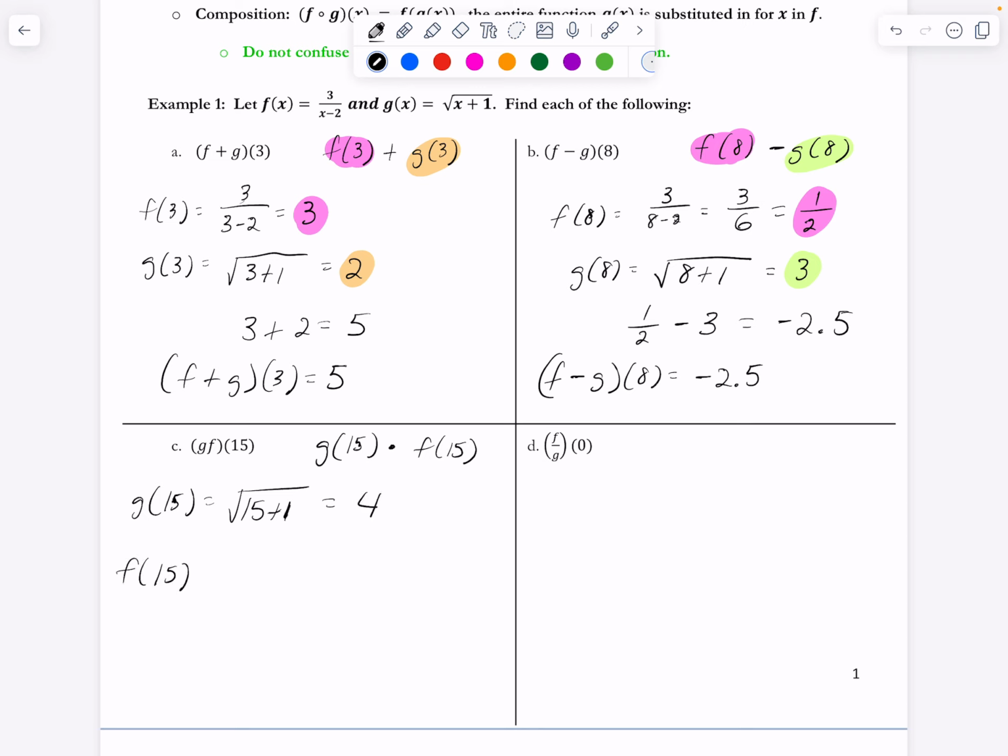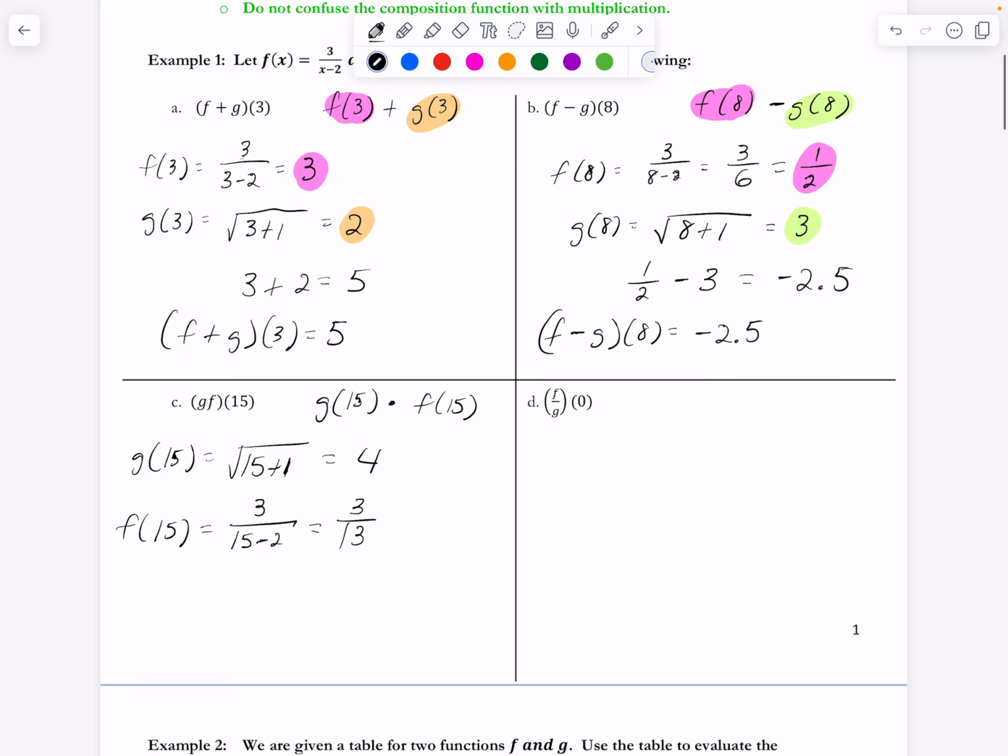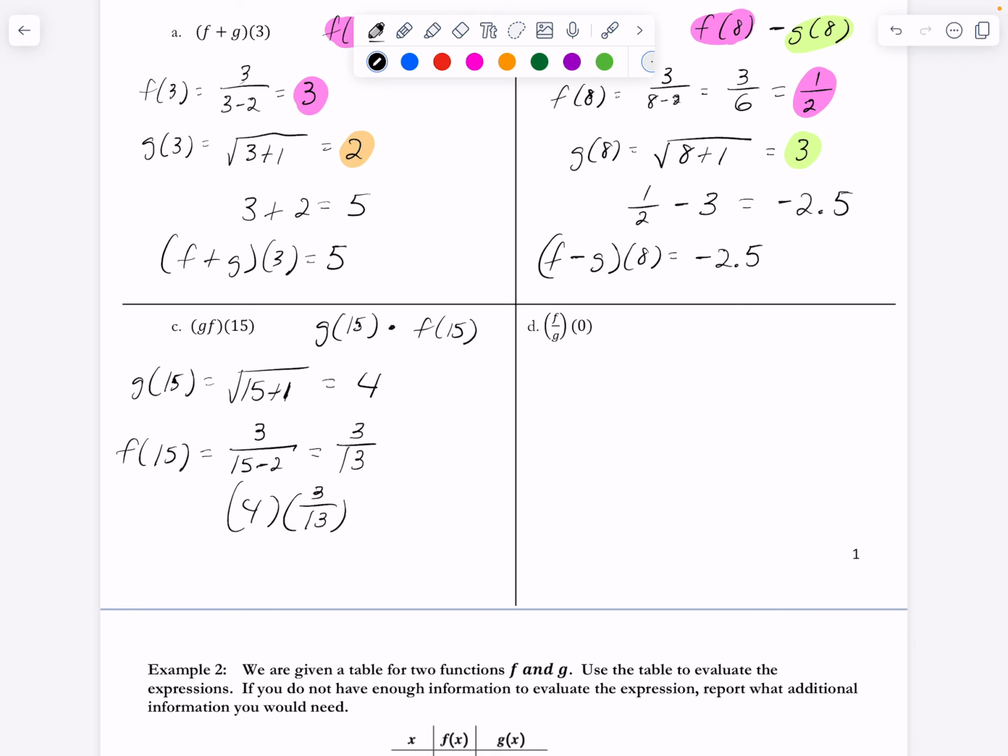Let's do f of 15. That's 3 over 15 minus 2. 15 minus 2 is going to be 13. And now to finish this, I'm going to multiply 4 times 3/13. Now I can't reduce anything with this, so I'm just going to multiply that 4 straight across onto that 3 to get 12/13. So g times f of 15 is 12/13. All right, last one with this.